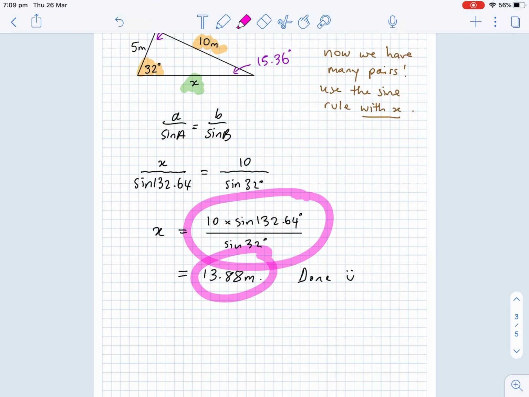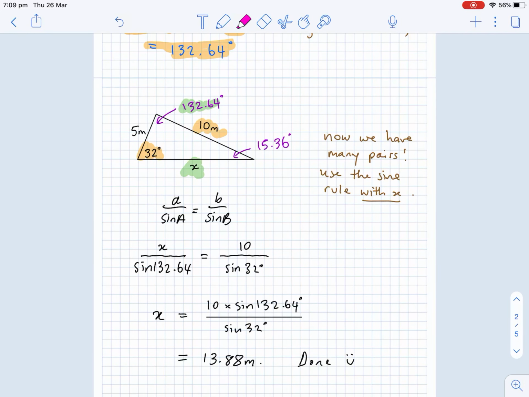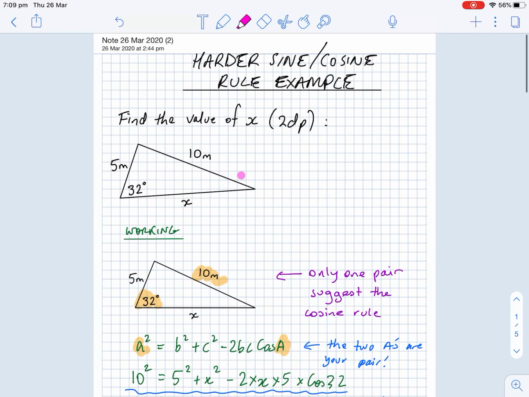And then we're done. So, yeah, it's not always as straightforward as some of the questions that you've been seeing with the sine and cosine rule. Sometimes you have to really think a little bit harder about it and try to figure out other things before you can figure out what you want.